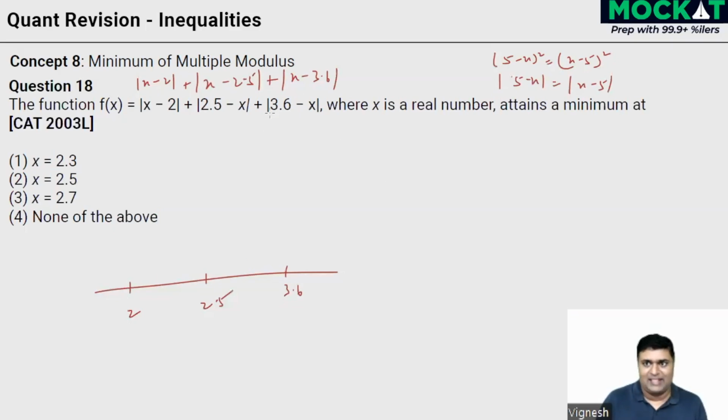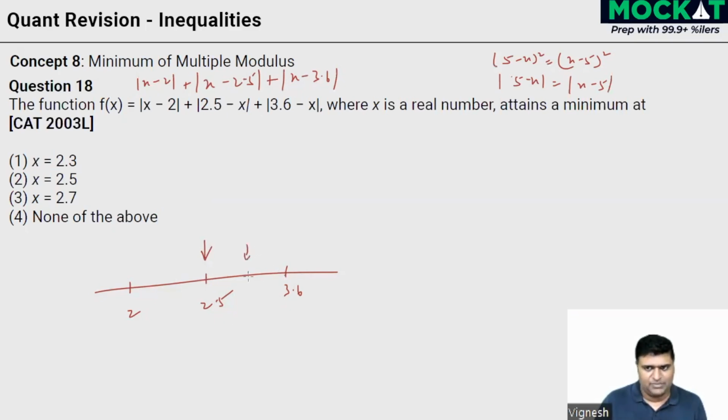Find those, add them up. When is it the least? If there are only 2 points, 2 and 3.6, then anything between them is fine. But if there are 3 points, it has to be exactly on top of it. If it's sitting on top of it, the distance from 2 and 3.6, we know that's a constant. But if it's sitting on top of it on 2.5, then distance from 2.5 is 0. We're getting a 0 plus this.